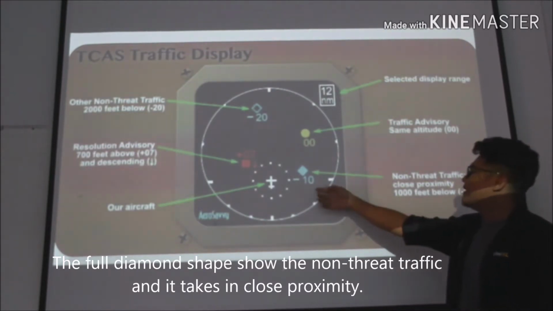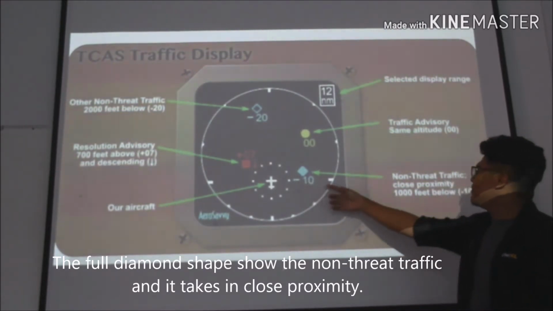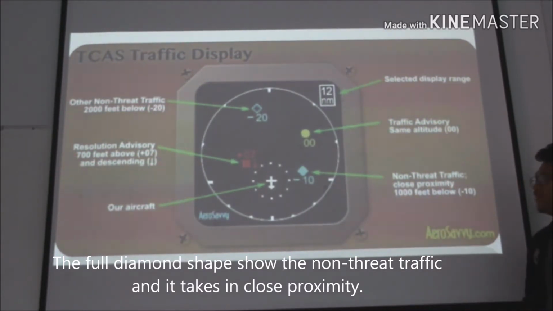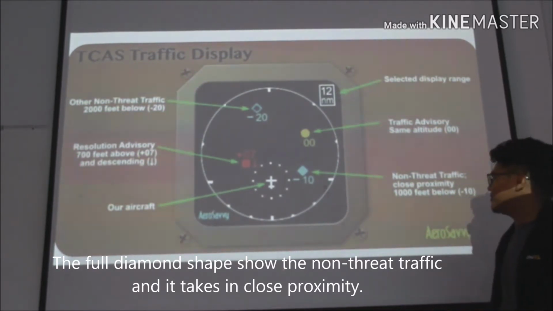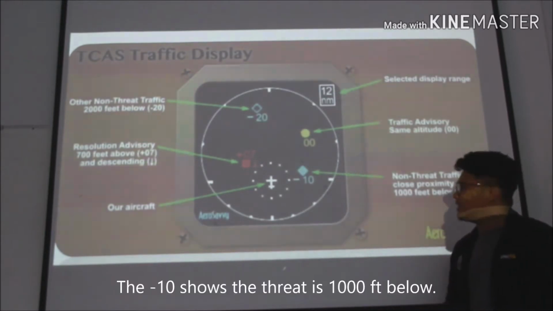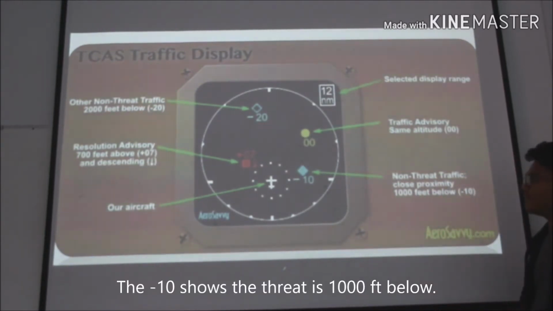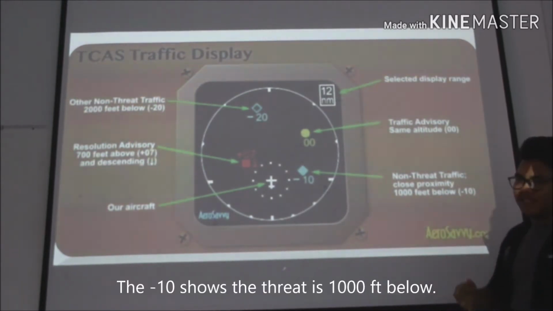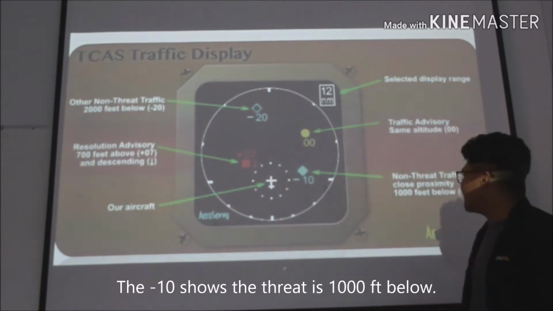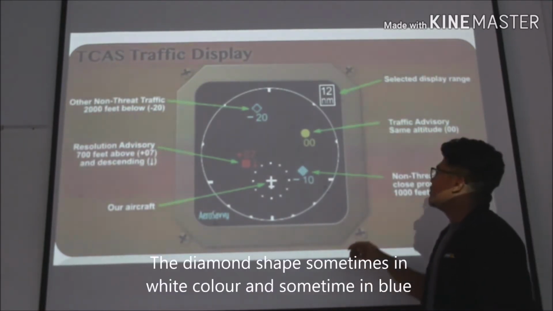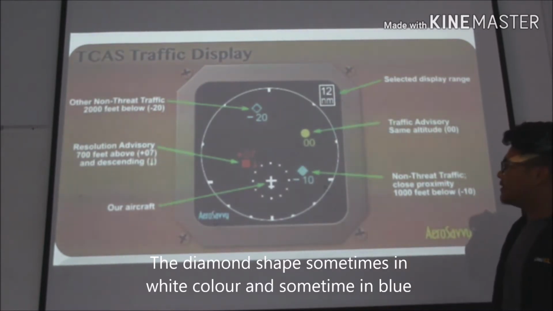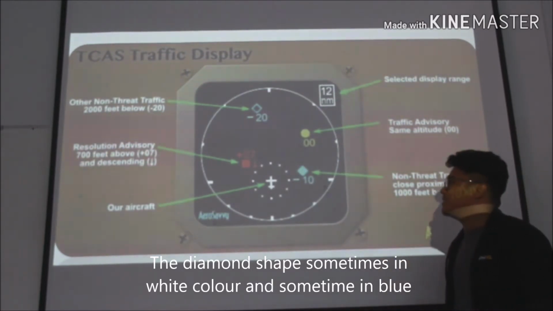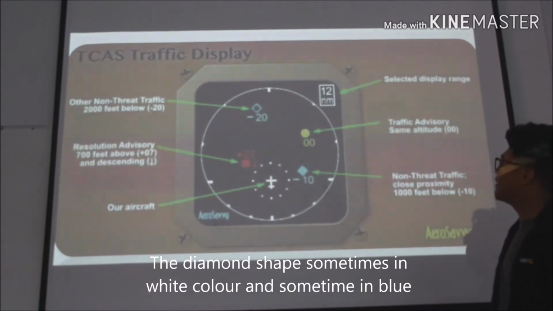Then the filled diamond shows proximate traffic, which is in close proximity. The negative 10 means negative 1000, meaning the traffic is 1000 feet below. The diamond is sometimes white in color or sometimes blue.